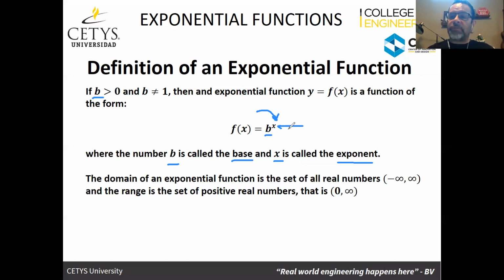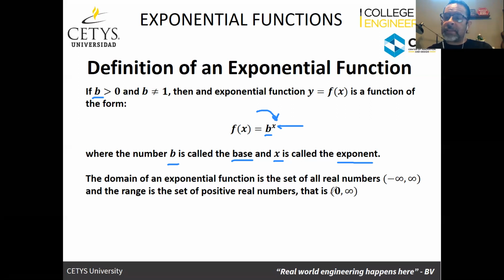The range, however, is going to be from 0 to infinity. And why is that? Well, first off, b is any real number that is larger than 0 and different than 1, and I elevate that to another real number, in this case x, that can go from minus infinity to infinity. First off, I'm never going to be able to generate a 0 here. If I have something elevated to a power, I'm never going to be able to generate a 0. This is why the interval at the 0 is open.